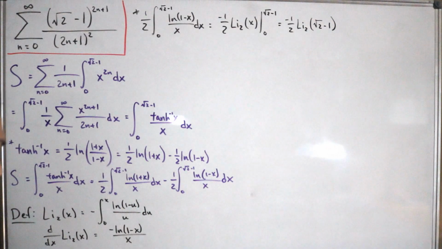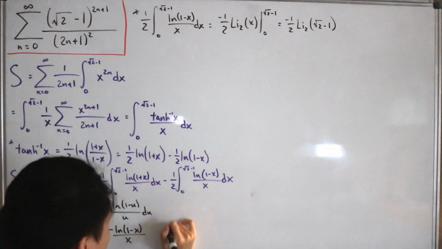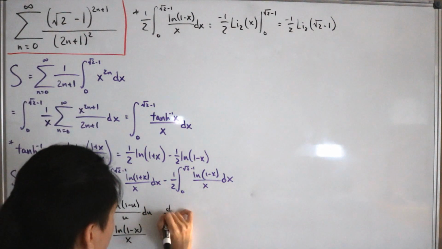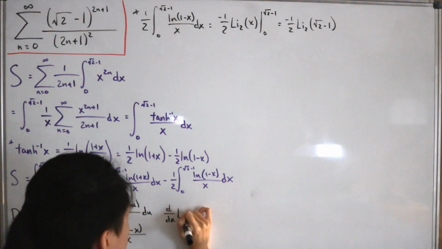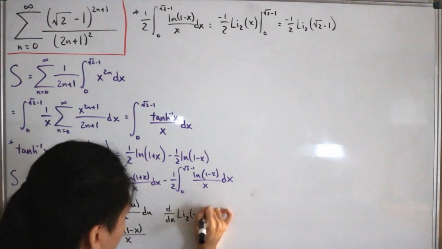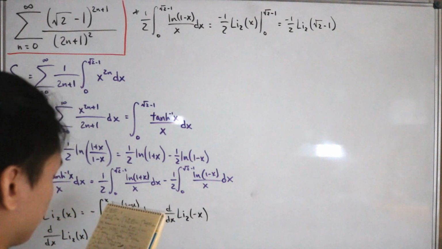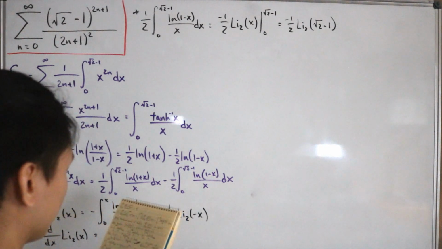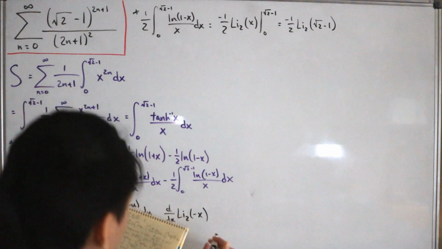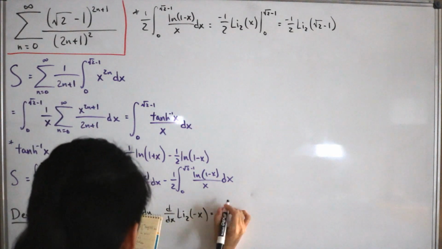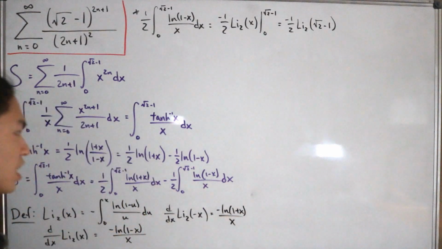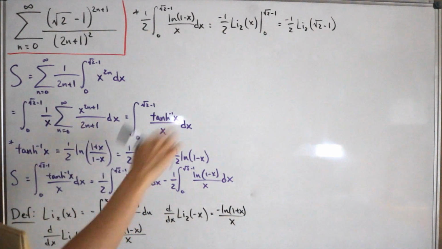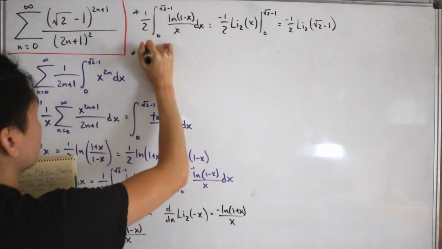Okay, and another interesting thing, and I'll just put this over here: if I were to take the derivative of the same dilogarithm, but our input is instead negative x, you just do the same thing, applying a little bit of chain rule here, and that'll yield this time negative ln of 1 plus x, divided by x. And so now, going back to here, we can finally calculate what we need to calculate.